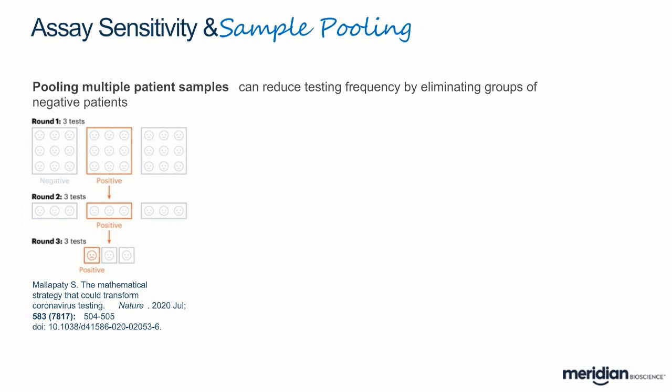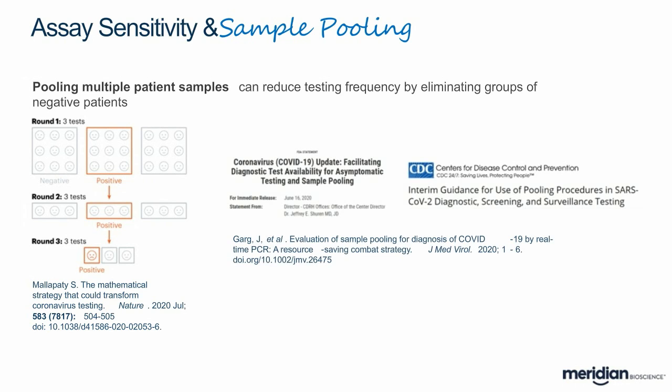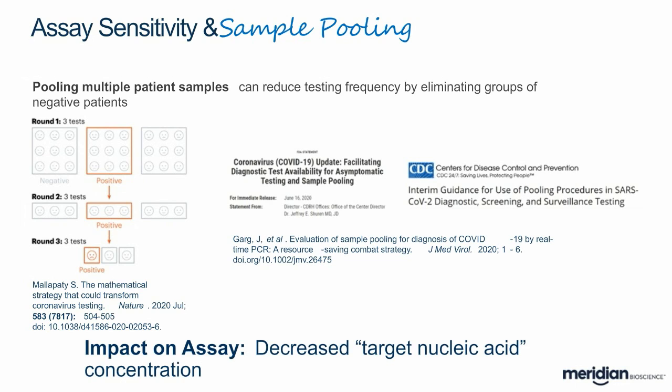One application that could be challenged by sensitivity is sample pooling. Pooling is a mathematical strategy that is used to eliminate groups of negative patient samples. In this particular schematic, you can see that rather than doing 27 tests, you're only doing 9 tests, thereby saving time and materials. Here, I've left a few references for guidance on how pooling can be implemented into making your workflow more efficient. While this method can dramatically improve a diagnostic workflow, this brings the challenges of decreasing the amount of target nucleic acid present by potentially diluting it with other negative samples.